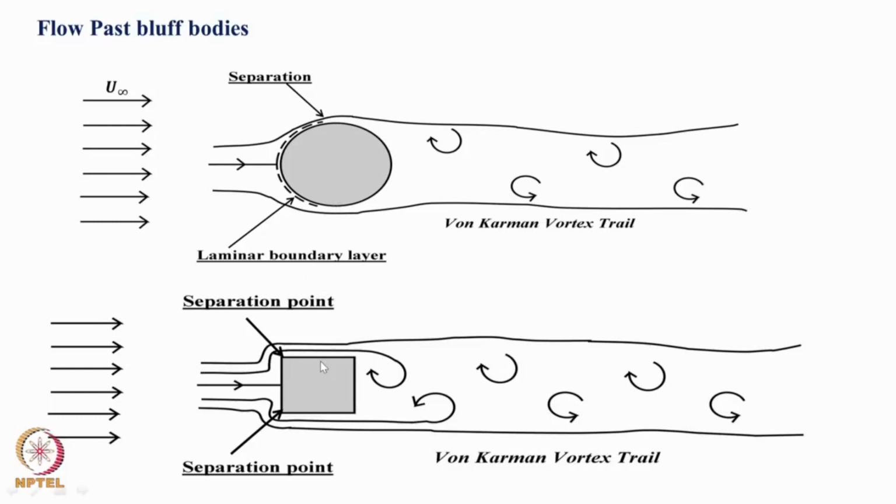The difference is in the case of circular cylinder, the separation point as marked here is not fixed, it changes according to the Reynolds number, and that dynamic change of the separation point results in different wake pattern. Whereas, in the case of square cylinder, separation points are fixed whatever the Reynolds number, and that gives a different wake pattern.